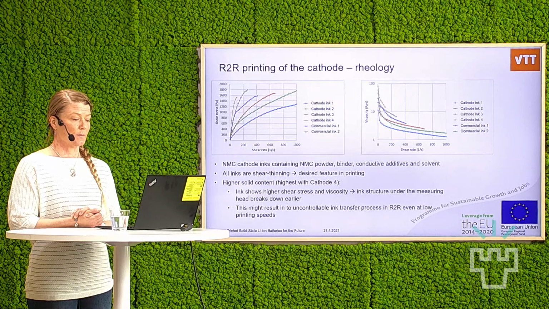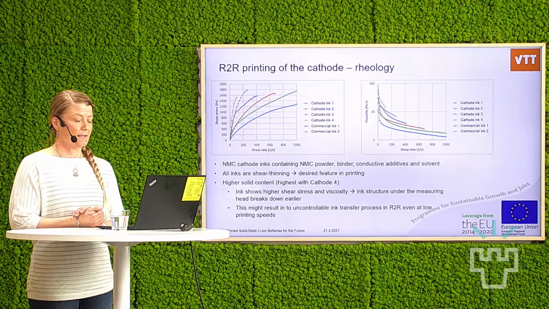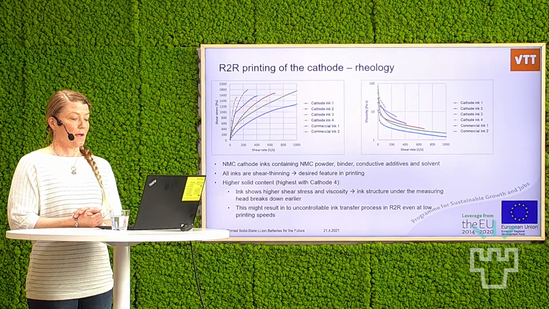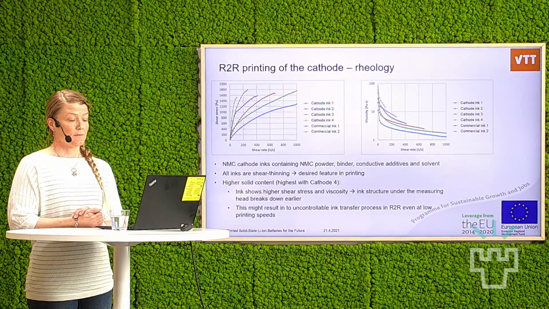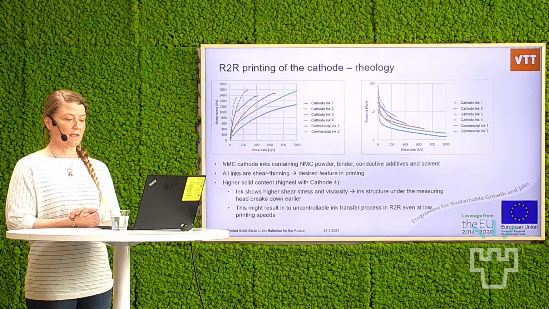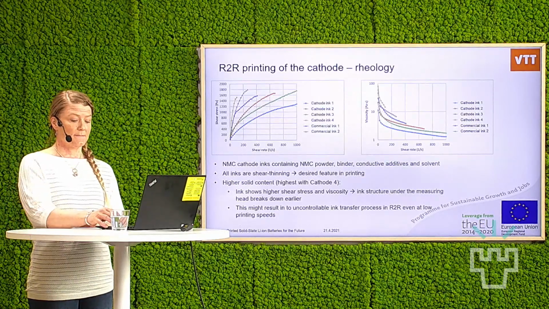And what we see, for example, for the cathode ink number 4, is that the structure of the ink was broken with higher shear rates during this measurement. And already this leads us to suspect that this might result in an uncontrollable ink transfer in the roll-to-roll process, even at low printing speeds.